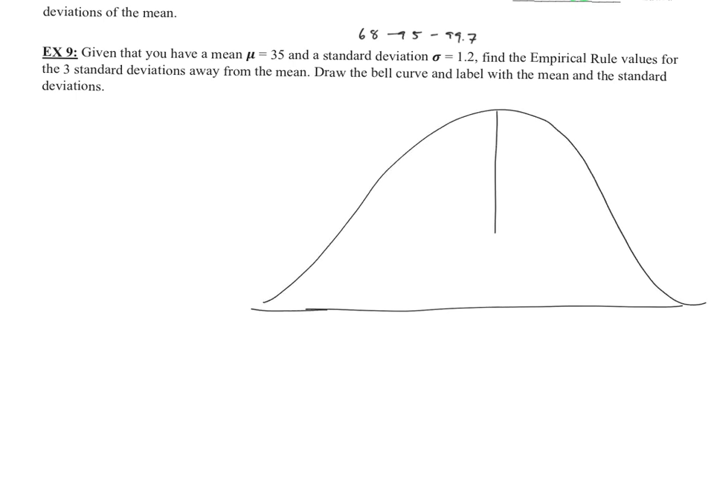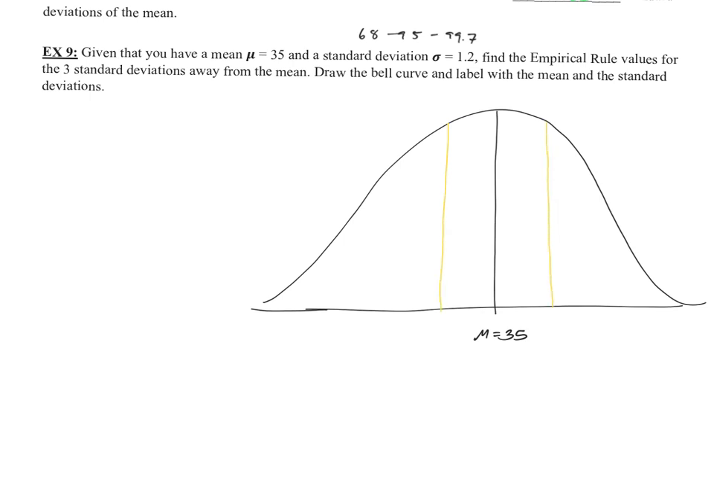Well, my mean, the middle value, is 35. So now what I have to do is find the 3 standard deviations away. The simple, or the main ones, are 68, 95, 99.7. These 3 pretty much always stay the same. Those are going to be the 3 main ones you tend to look for. So I'm going to go ahead and just label out my 1 standard deviation.